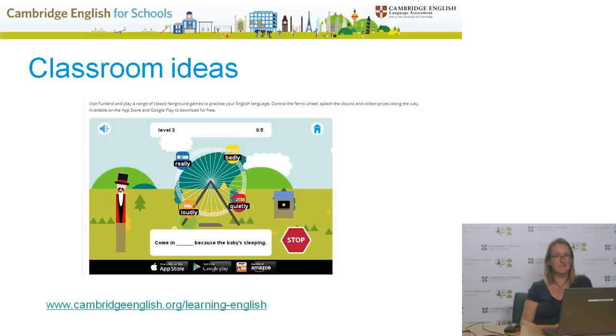And you can choose again, you can just type that into the text box. Yes, loads of you have got quietly there. Obviously we're not going to come in loudly if there's a baby sleeping, so that's right. These games are all on our website, and you can see which language level each game is aimed at before you play.